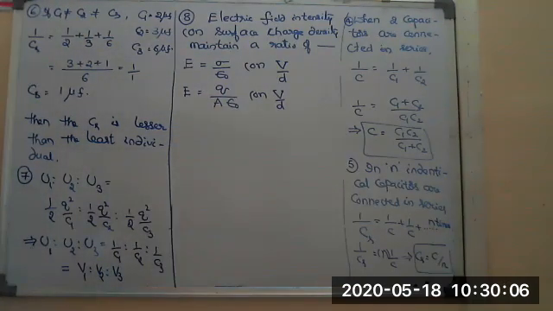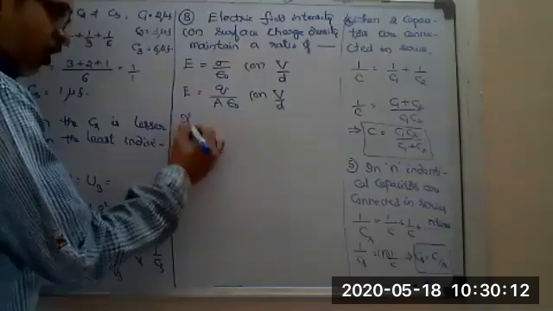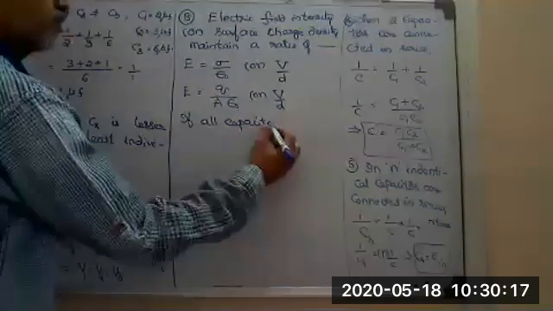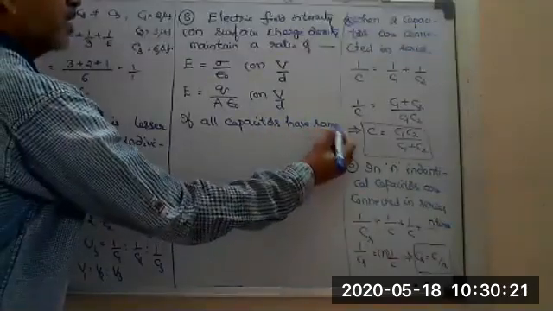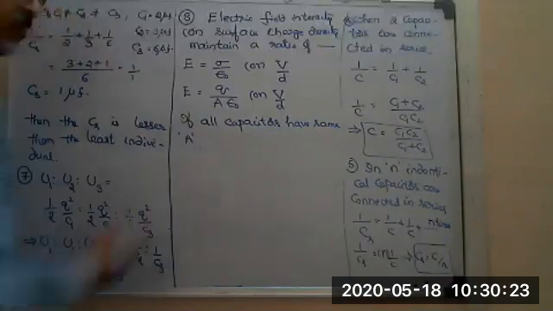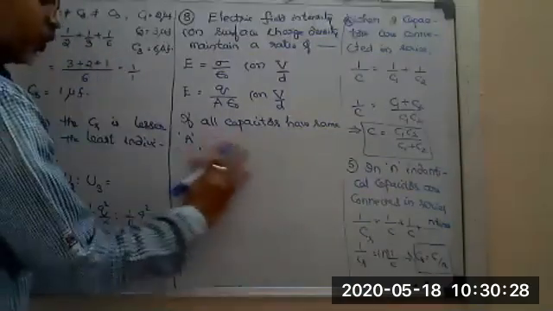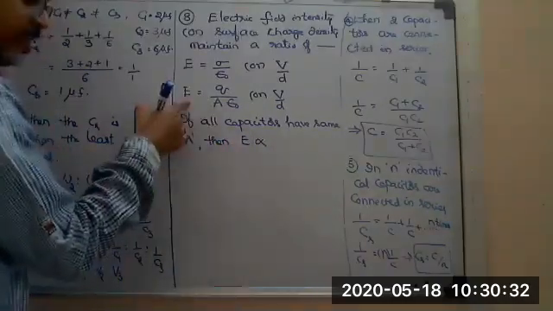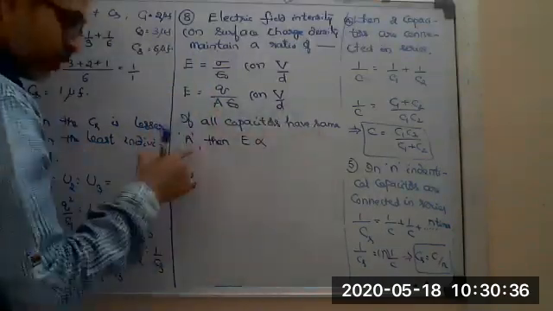So here you will get two types of answers. If in the given capacitors all capacitors have the same area A, then I can write E is directly proportional to, look, in series Q is constant, and A is constant as assumed.